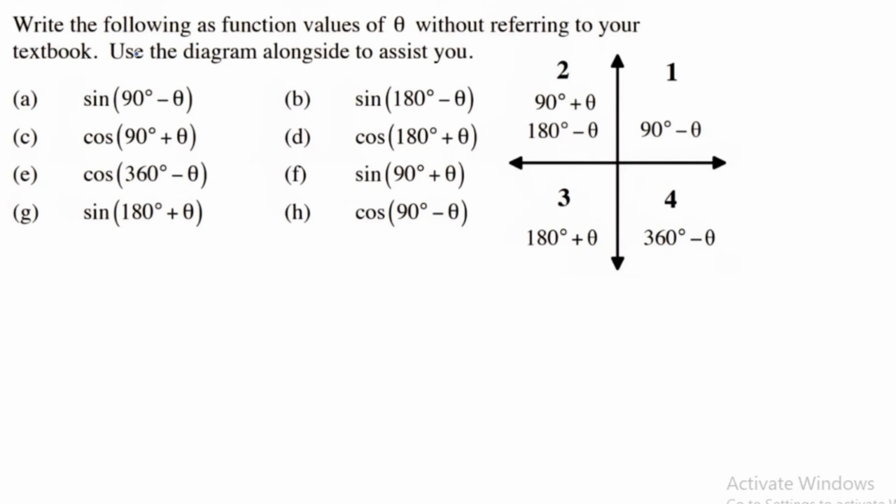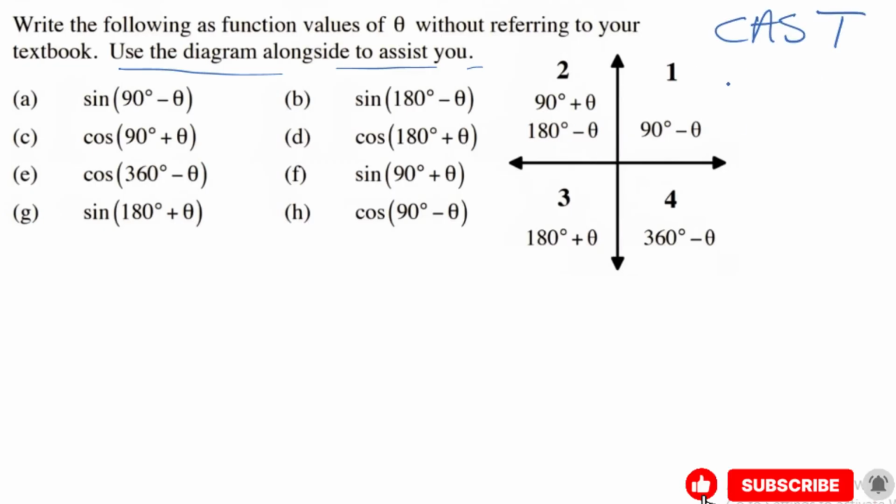All right, we are doing trigonometric functions. It says write down the following as function values of theta without referring to your textbook. Use the diagram alongside to assist you. So the diagram that we are having alongside is this one. This diagram is called the CAST diagram.